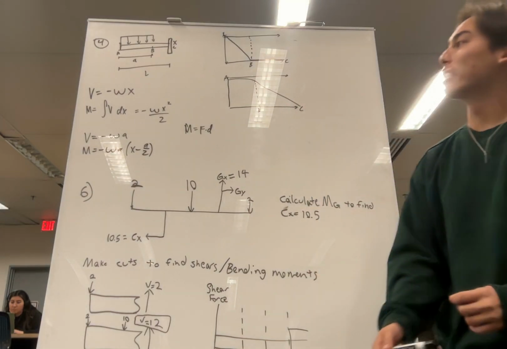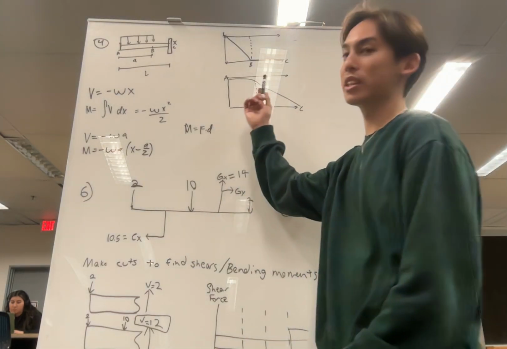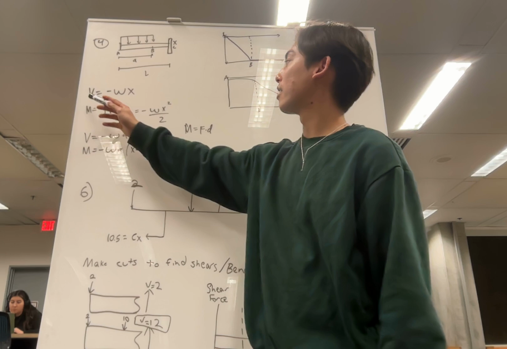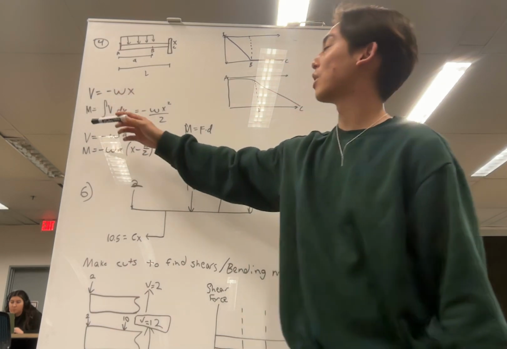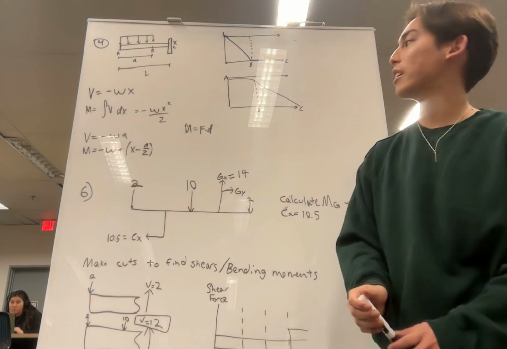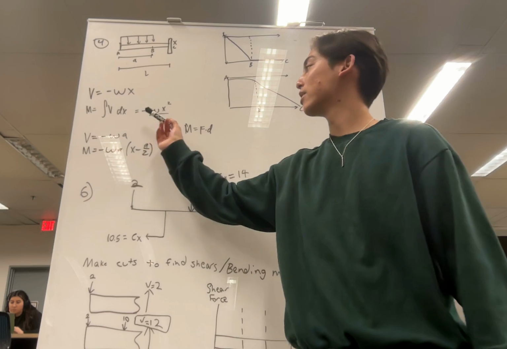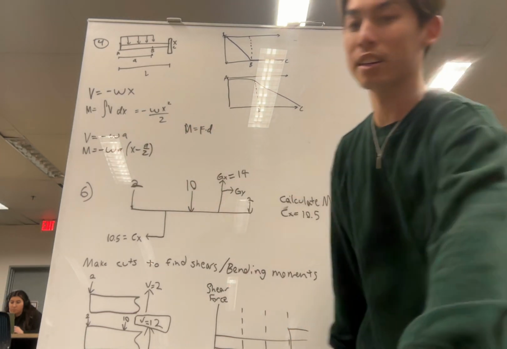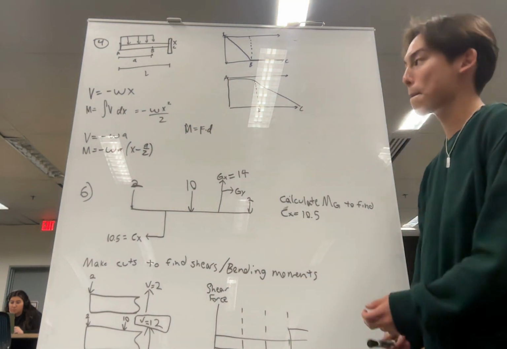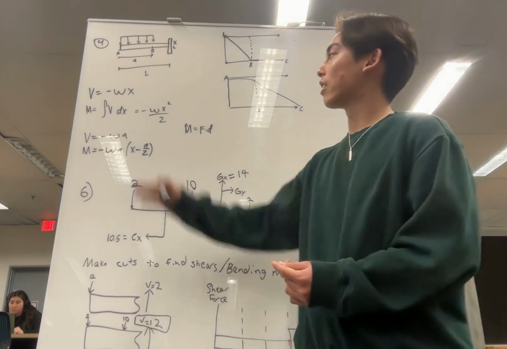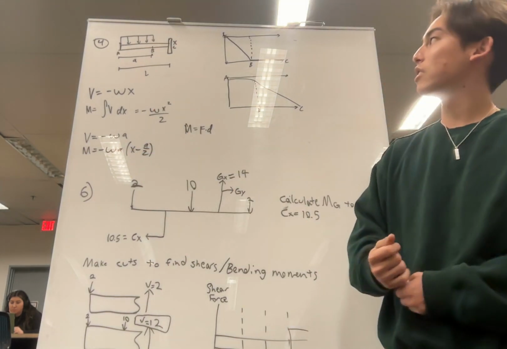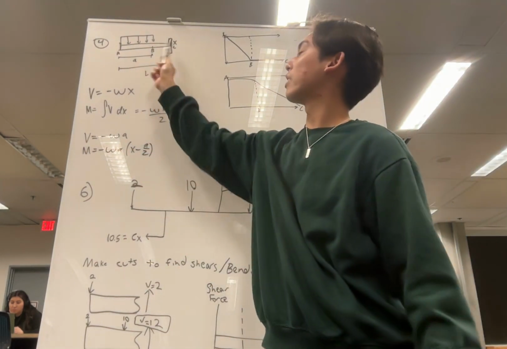That makes sense. So for the equations, we know that the shear equation is negative omega x, and taking the integral of that, you get negative omega x squared over 2. That's for anywhere along the beam.